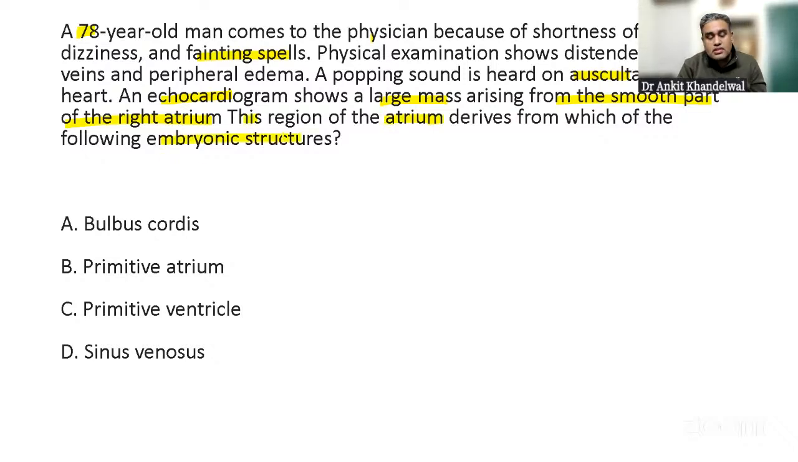So it was a clinical case, and in the end they asked you, in the echo, they are showing something coming out from the smooth part of the right atrium. Embryologically, it is part of which? Now you know which part forms the smooth part of the right atrium. It was the sinus venosus. And if I ask which horn of the sinus venosus, right or left, I guess you can easily answer. So sinus venosus is the answer here.